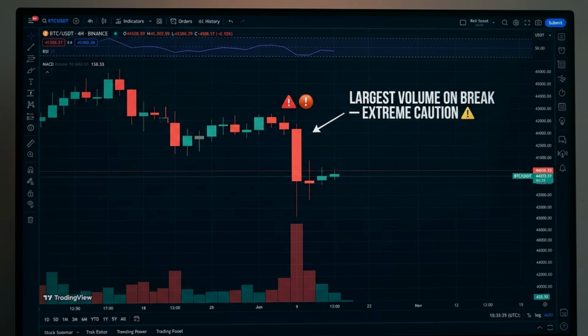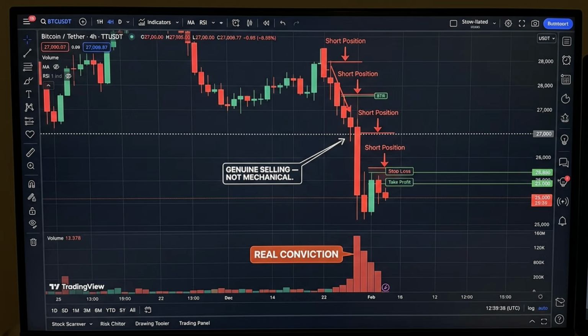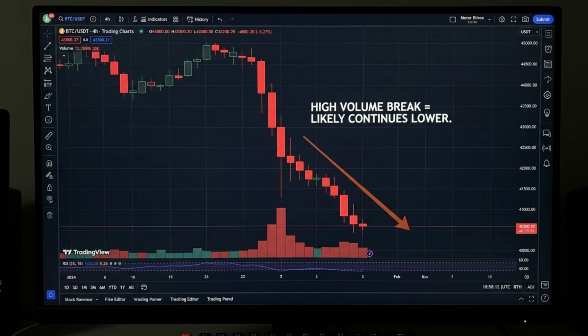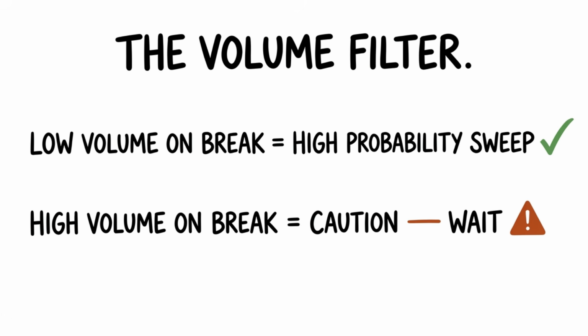If the break below happens on the largest volume bar in recent sessions, be extremely cautious. That is not a mechanical sweep. That is genuine selling pressure. Participants are entering short with real conviction. That kind of break has a much higher probability of continuing lower rather than reversing. The filter is simple. Low volume on the break equals high probability sweep. High volume on the break equals caution. Wait for more confirmation before considering an entry.